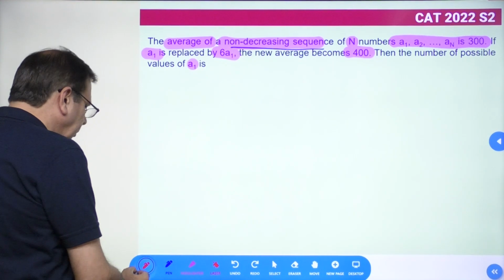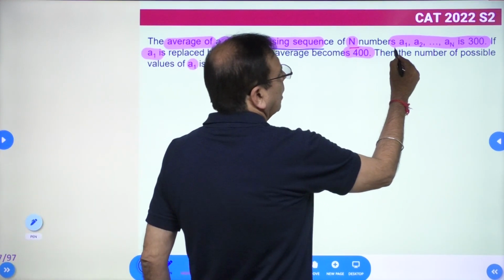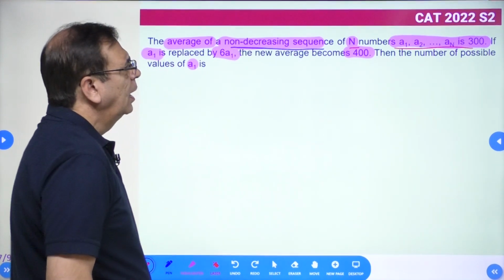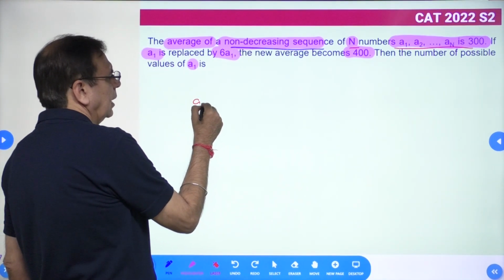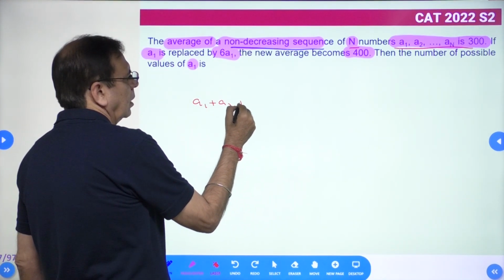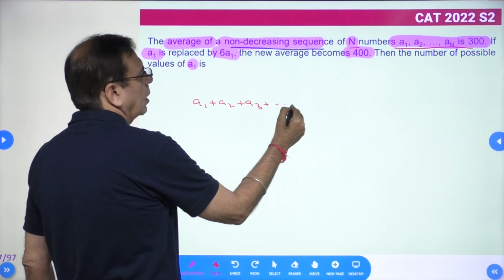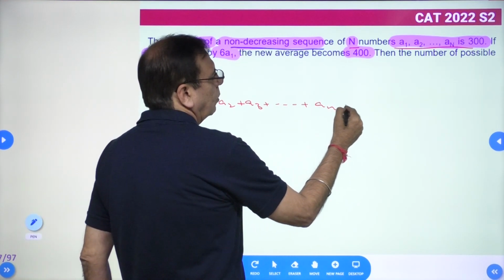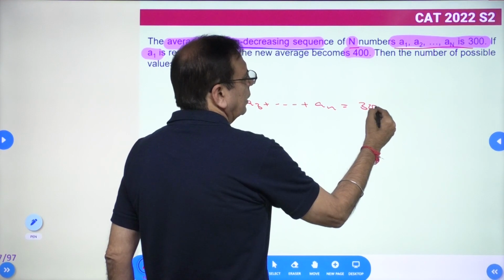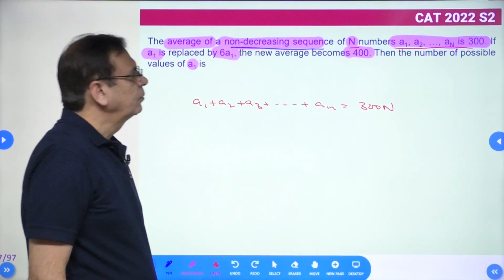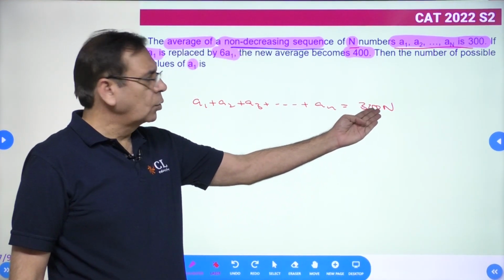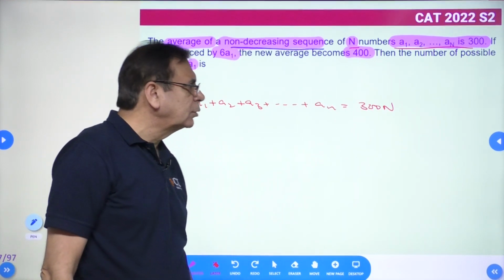Average of first n numbers is this. Okay, if the average is this, so what is A1 plus up to AN? What is this? 300 into n. The sum will be this, right? These are n terms, so the sum is going to be average into number of terms.